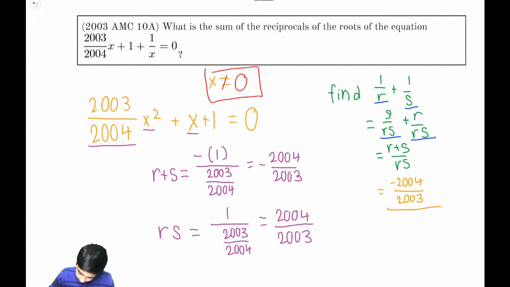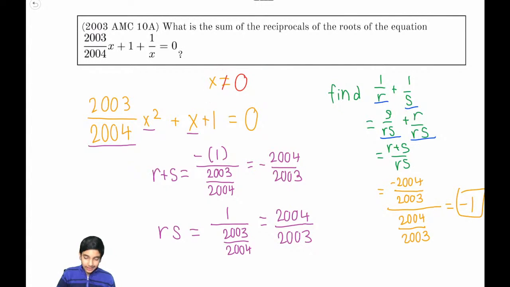Rs is 2004 divided by 2003. This will be equal to negative 1, the answer for this problem. This is not the answer, so I should just unbox that. So that's the main idea in this problem: seeing that the sum of the reciprocals is quite complicated. So rather than finding the actual roots, we can make it into an expression we know how to deal with. So we converted this into the expression (r plus s) over rs, which you can very easily find.